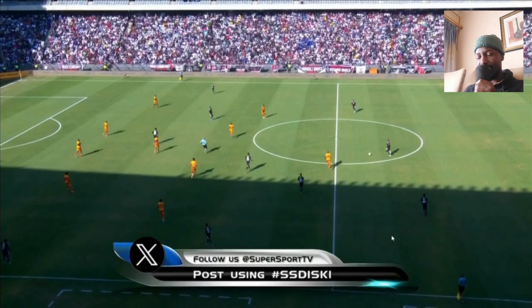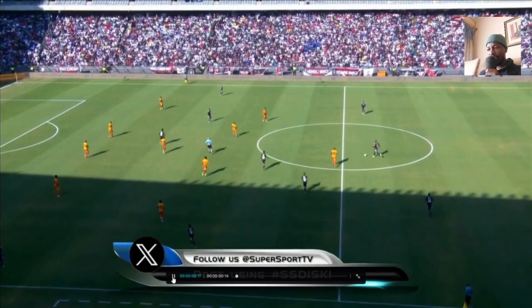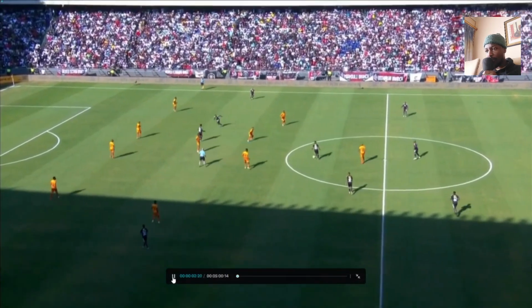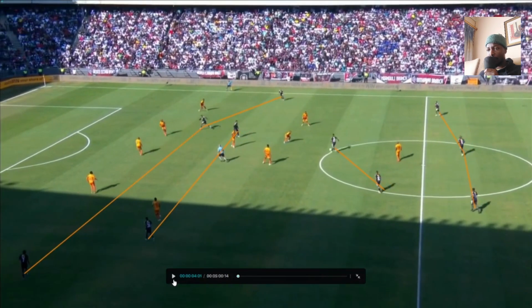We'll be taking a technical breakdown of what happened in the last game. Straight into the action, we see Pirates deploying a 3-2 build-up structure in the middle of the pitch. The 3-2 build-up structure is very common in today's games, and we see it in this game.